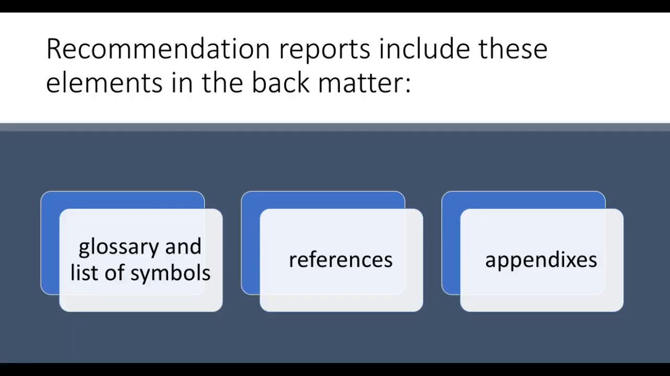So again, the back matter: glossary and lists of symbols, references, appendices, all of those. Again, depending on what you need, maybe you don't have a list of symbols, so you just have references. Maybe you don't have appendices. Maybe you have a combination of any of these, or you just have one. That's fine. It just depends on your topic and how comprehensive you are and what you needed to do.